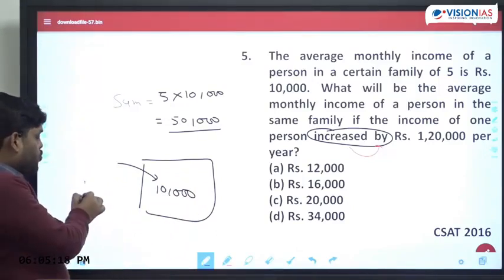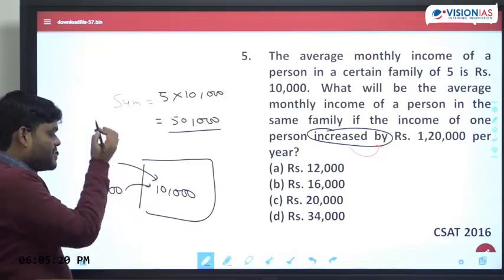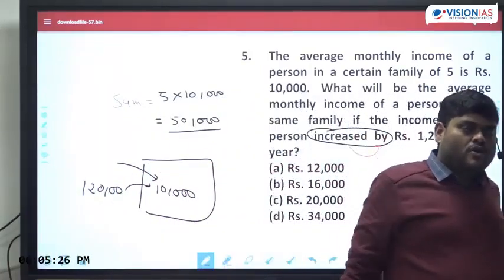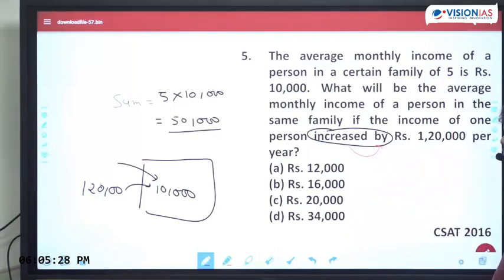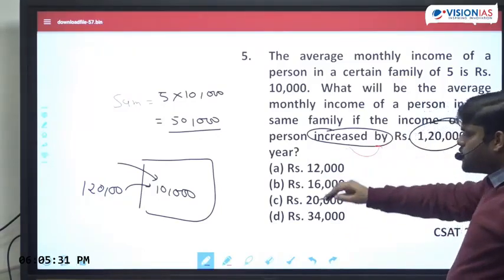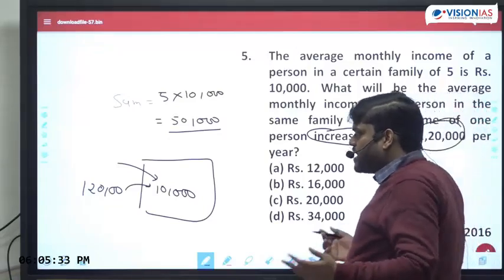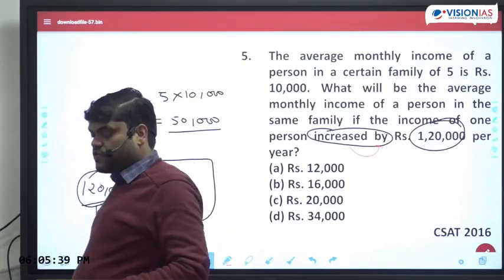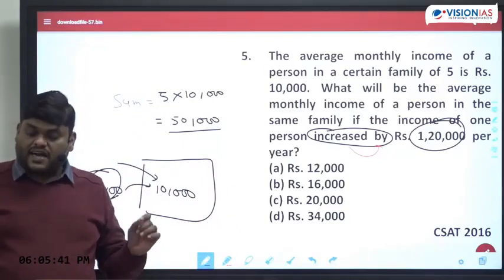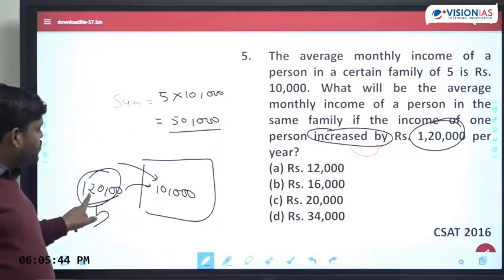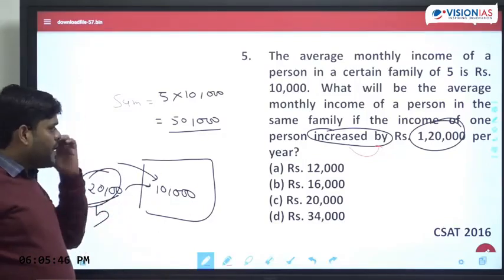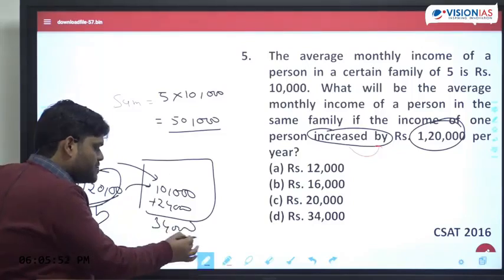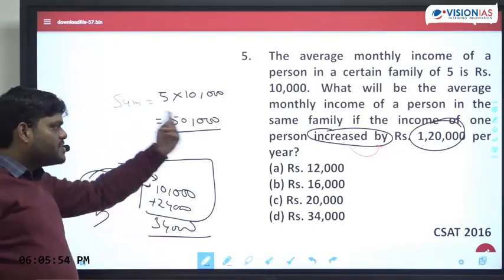Now 1,20,000 extra is coming in this group, because whatever salaries increase, that is the extra amount, or not? So this extra amount is coming in the group. What is the new average? Obviously, whatever extra is coming will be divided equally among themselves. So if I divide 1,20,000 by 5, each will get 24,000 extra, and the new average will be 34,000. This is how we can solve without pen and pencil.